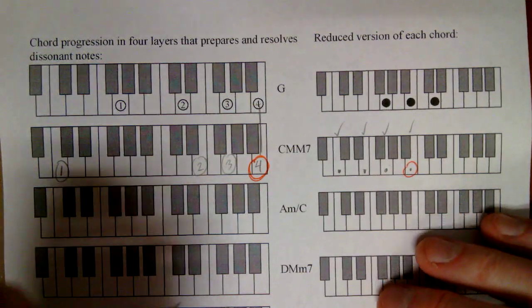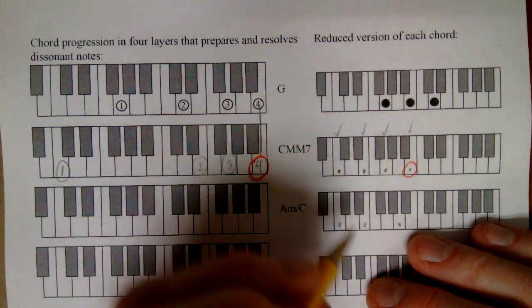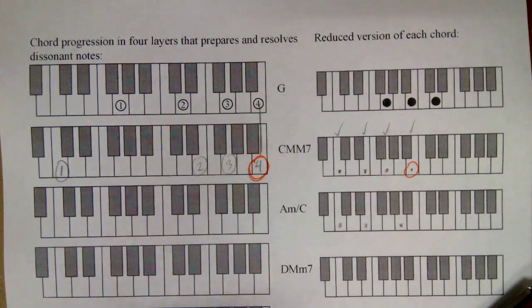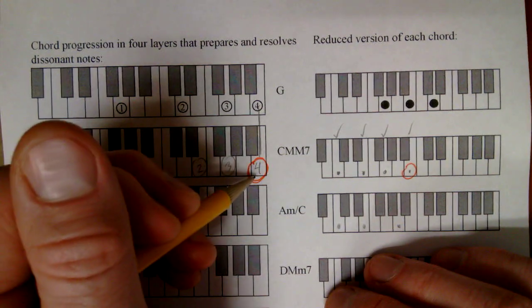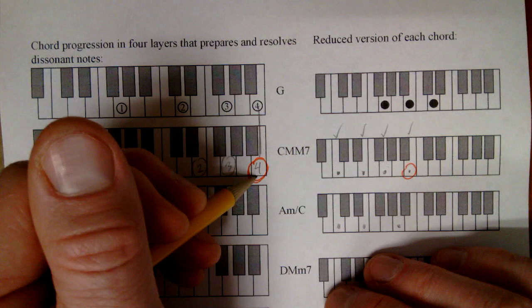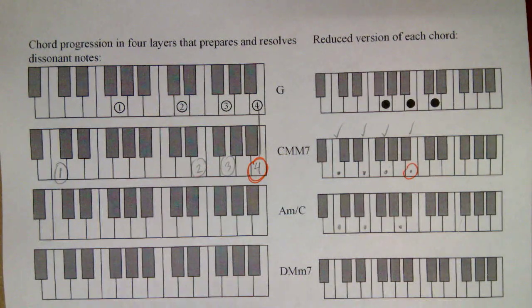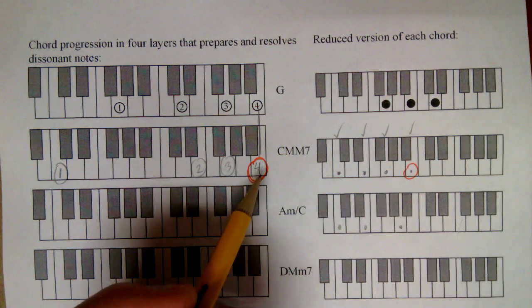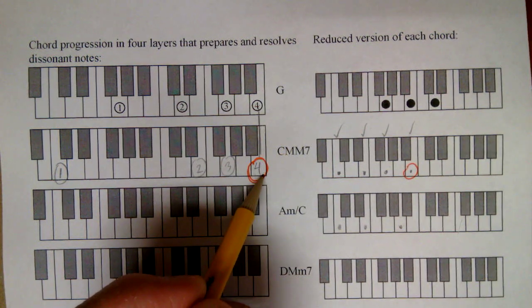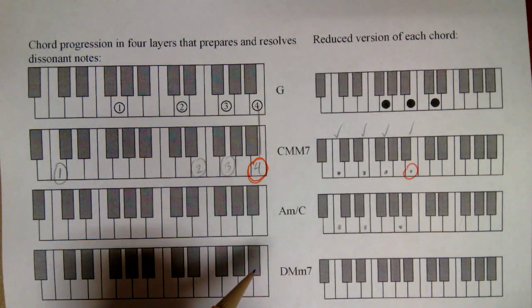Next, we're moving to A minor over C. I'll first write this chord in reduced form, C, E, and A. Next, I need to make sure that this note, which is the dissonant note in the previous chord, goes down by 1 or 2 semitones. So one tricky thing about these progressions that you have to remember is that when a chord has a dissonant note, you need to look at both the previous chord and the next chord.